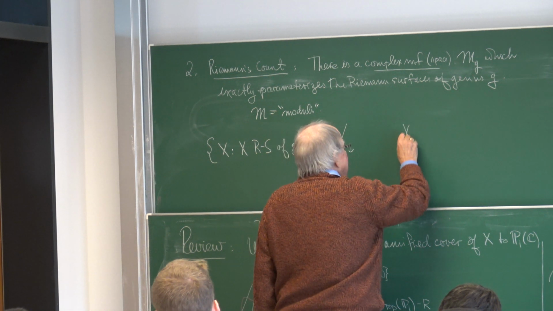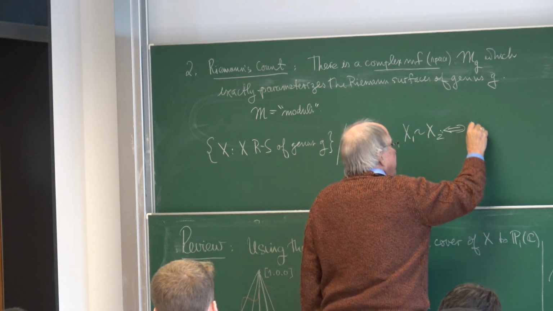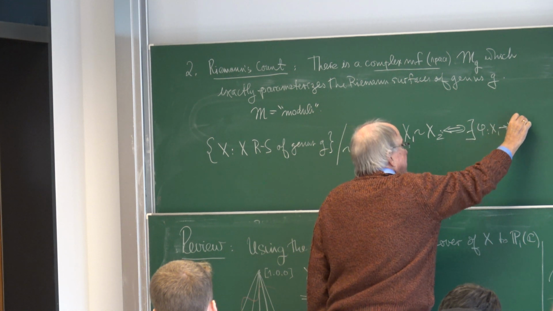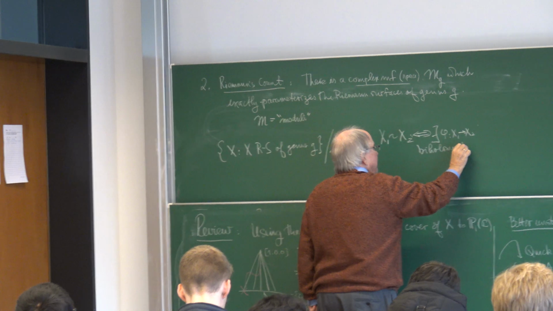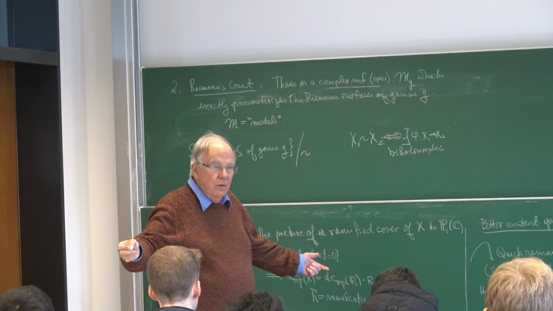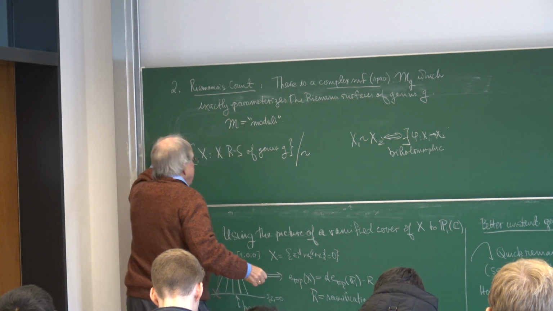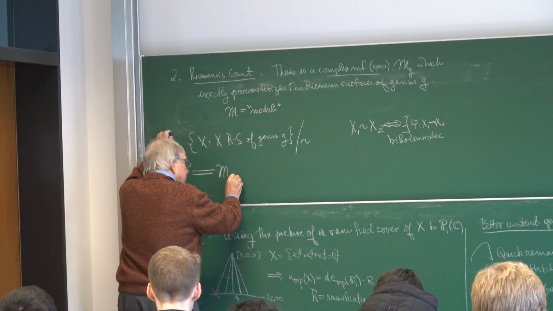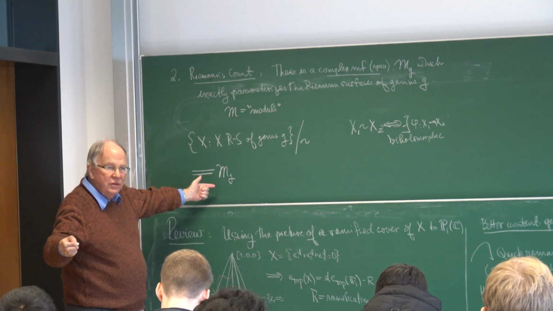And equivalence means, stupidly, there are two things that are equivalent if and only if there exists a phi from X1 to X2, or vice versa, that is holomorphic. That's the obvious thing. Right? That's some set. And what I'm saying is that this is, by definition, Mg. This is, if you like, the definition of Mg as a set.